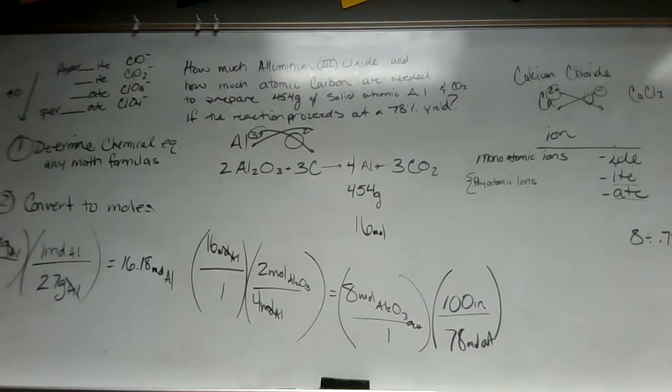I don't know what we get. Divided by 0.78. 10.26-ish. Now we need to do the same thing for our carbon. So just like we did previously, I want you guys to try to work on your own to determine how many moles of carbon I need to start with to produce the 454 grams of lead.